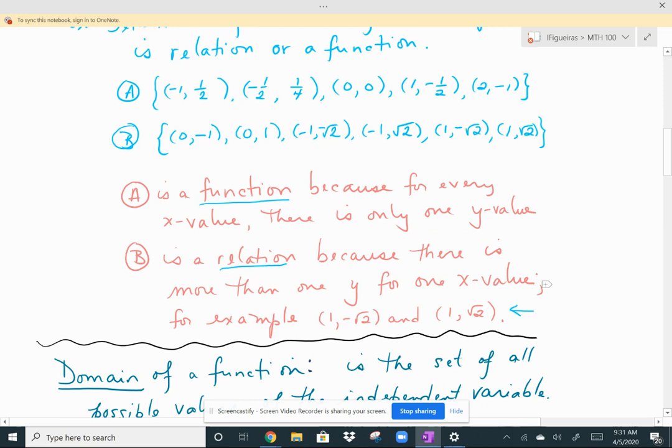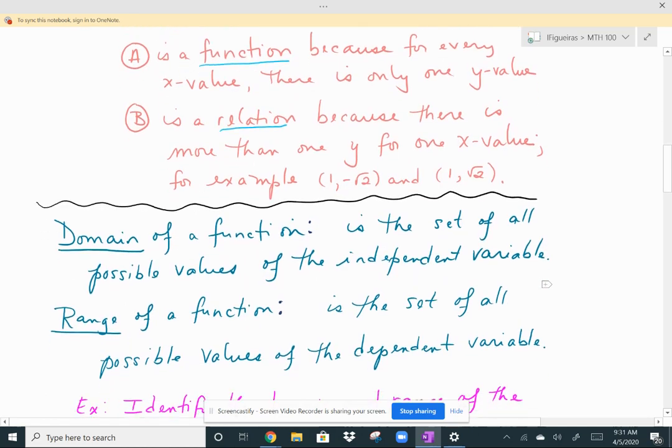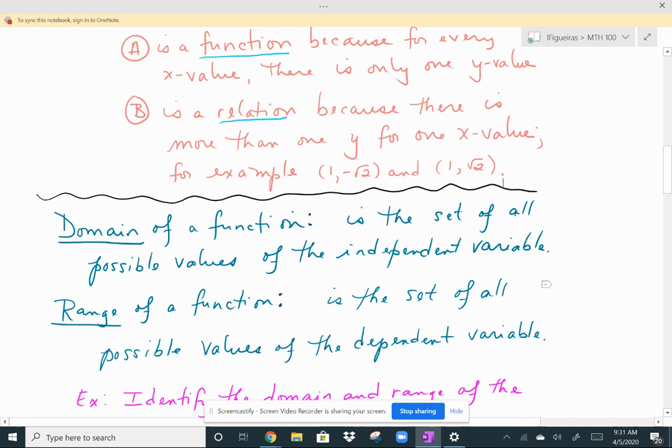Okay, so let's talk about domain and range. First, let's look at definitions. The domain of a function is the set of all possible values of the independent variable. Again, we usually call that value x, but it doesn't have to be. It's just commonly called x. And the range is the set of all possible values of the dependent variable, which we usually call y. So in other words, y is dependent on what x is.